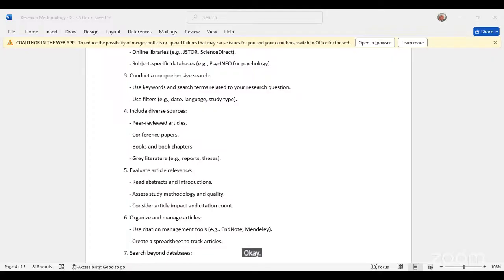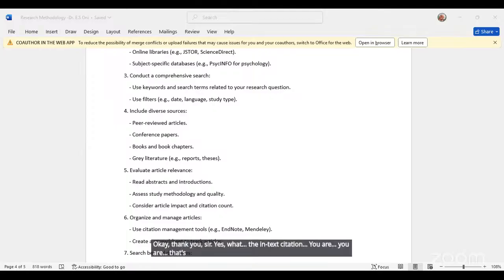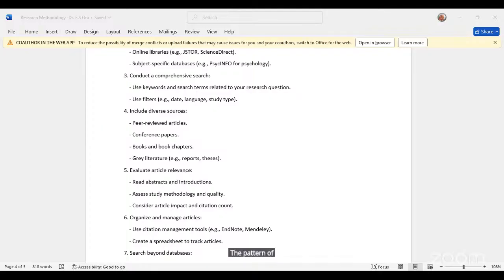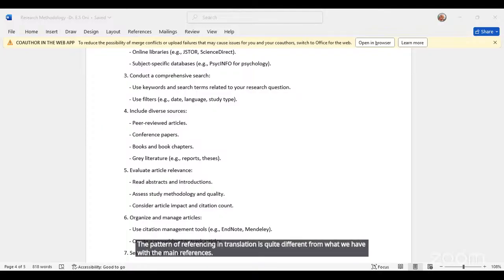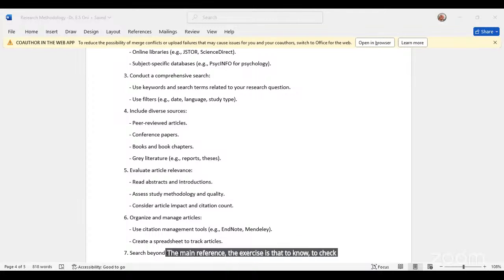Okay, thank you, sir. Yes, what you mean is the in-text citation, that's where you start with the referencing. But the pattern of referencing in the in-text citation is quite different from what you have in the main references. The main reference exercise is to check that what you've referenced is properly captured or not. You need to capture it in detail in the references. But the in-text citation is just an abbreviation of what you've cited.